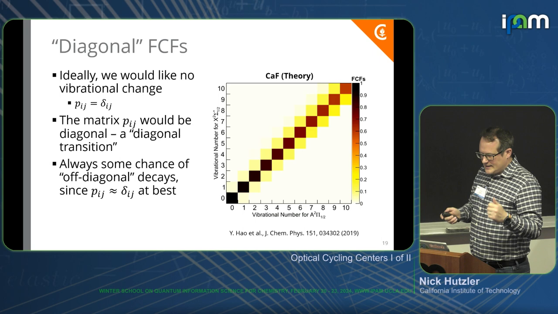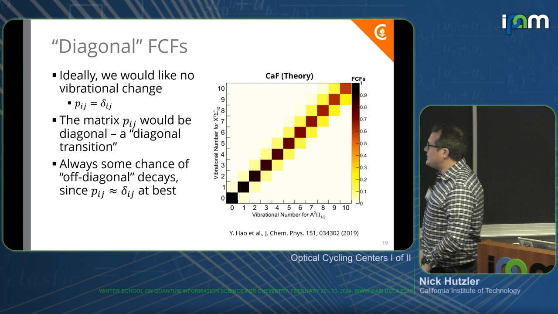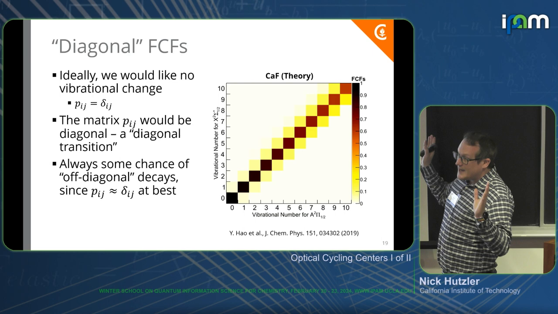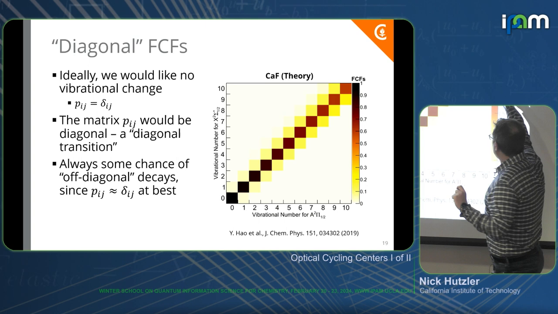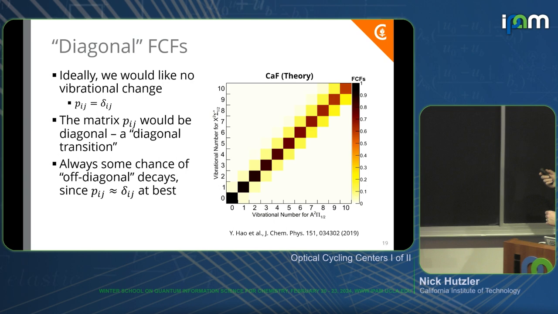Yeah, so diagonal. We love diagonal molecules and diagonal transitions, and we try to find as diagonal ones as we can. Earlier I was saying aluminum fluoride is the most diagonal. If you made this chart for aluminum fluoride, the diagonal would be even closer to one, and the off-diagonal things would be even closer to zero. I don't have any of those, I only have it for this molecule.